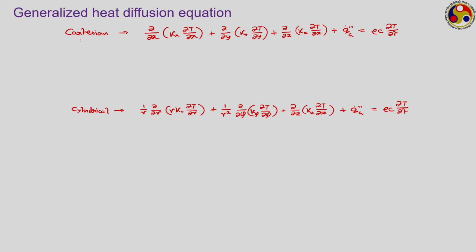While in Cartesian coordinate system our coordinate directions are x, y and z, in cylindrical coordinate system it is r which is radius, then the azimuthal angle phi, and of course the axial direction z. And accordingly we have written this equation, k r, k phi and k z refers to again the thermal conductivity in the 3 directions, and then we have the general form of the equation.